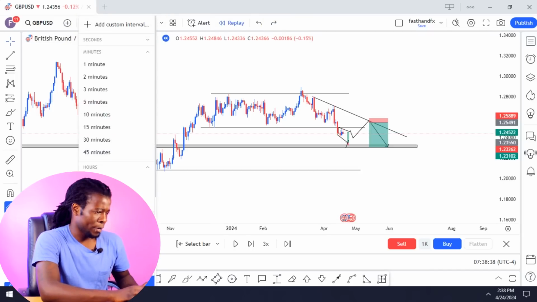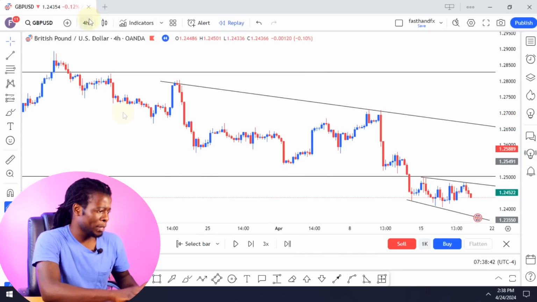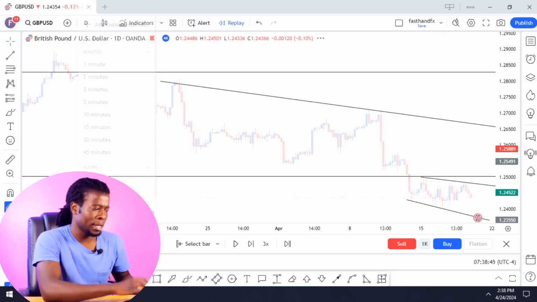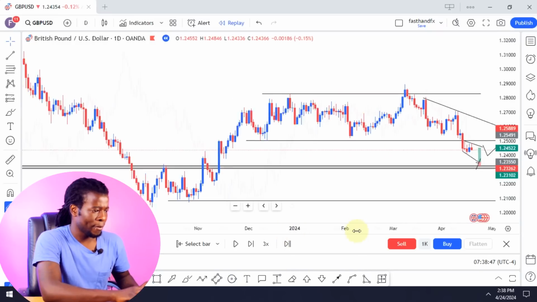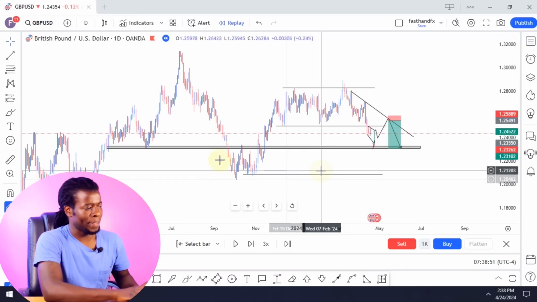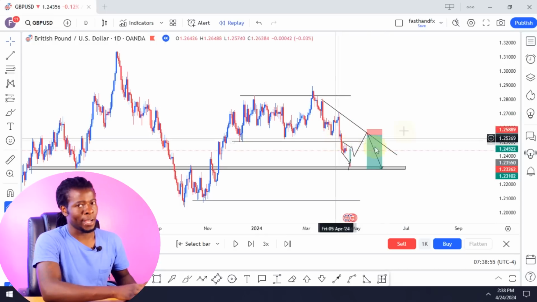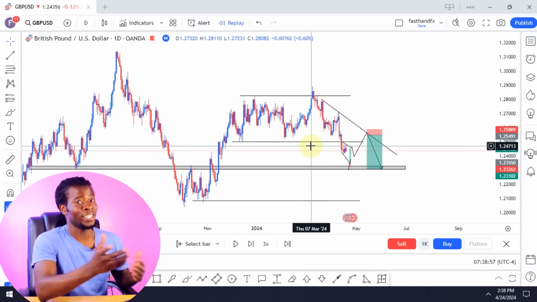Let me go to the 4 hour. Okay, now before we go to the 4 hour, let's take it back to the daily. I want to show you something. There's this level right here, right over here. There's that support level right there. Okay, and I marked that level because the market broke out of this support, turning it into a resistance.